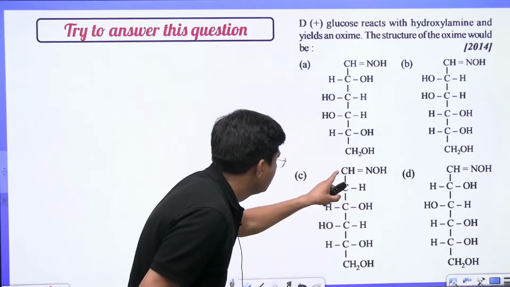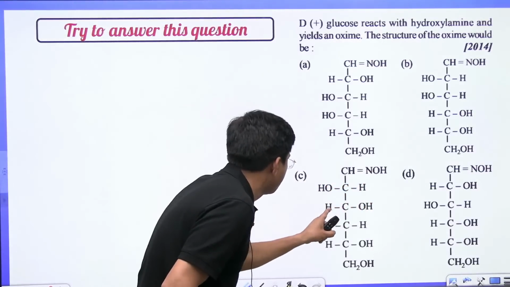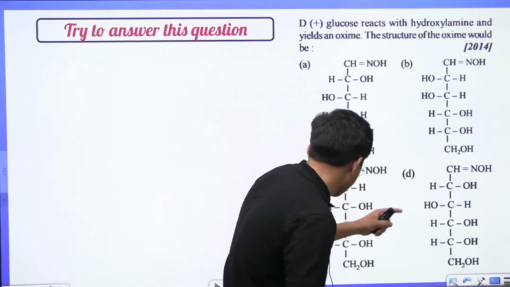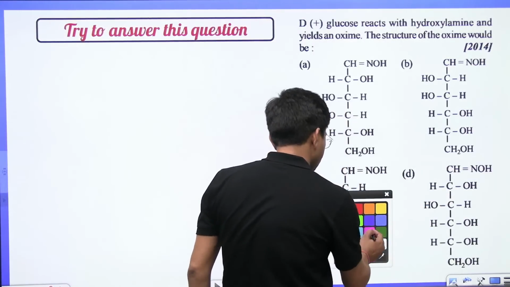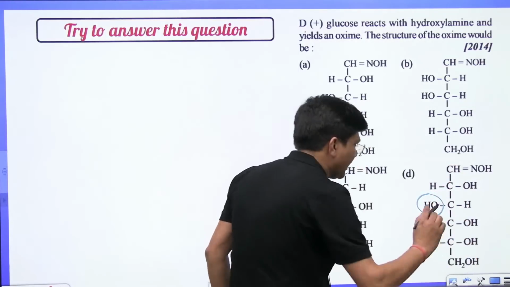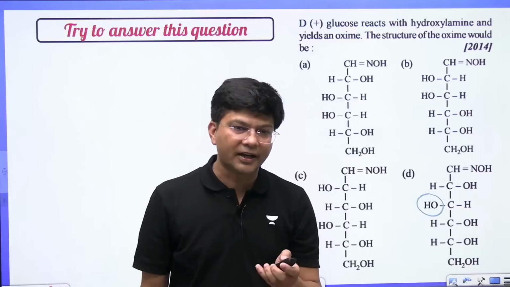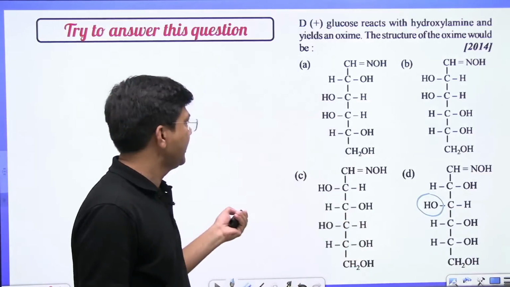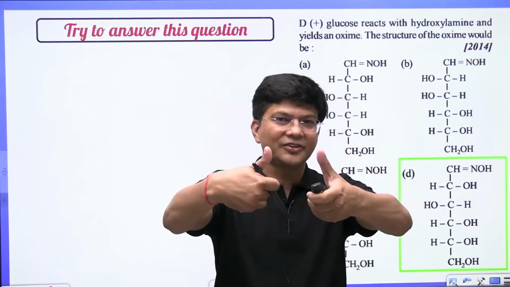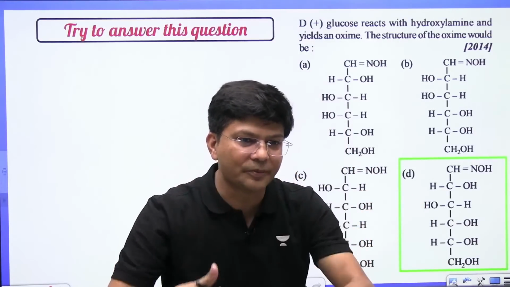Let me understand. CH double bond, HOH, third carbon. Oh, you are talking about D. Third carbon OH is on the left-hand side. It's okay. Rest of, yes, I think you are giving the correct answer. That's really awesome. See, everyone's answer is correct. If your answer is correct, do let me know with a thumbs up in the chat section.